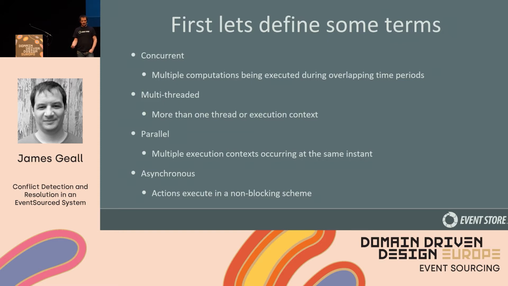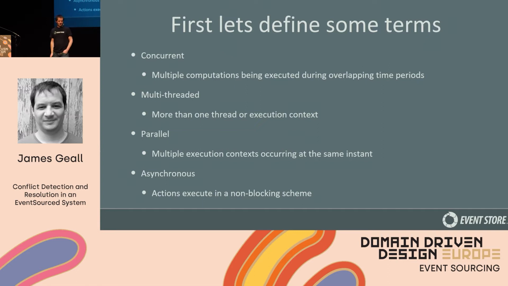So the first one is, what do we mean by concurrent? What that technically means is multiple computations being executed during overlapping time periods. Probably one of the earliest forms of that was multi-threading, where on a single CPU each process or each thread gets a slice of time on the processor to make some work happen, and then it gets changed for another one. That allows you to do concurrent programming on something which only has a single thread of execution physically.